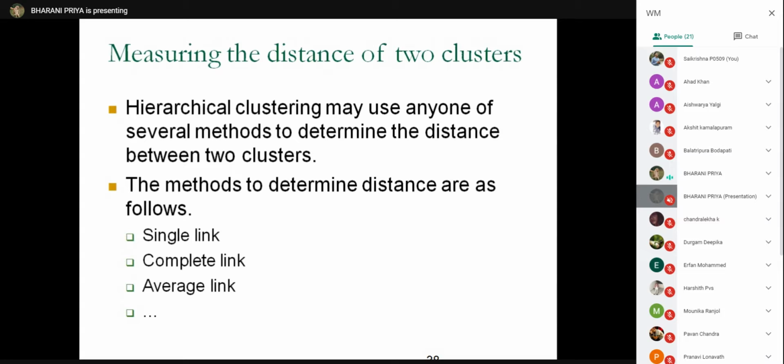So when you are making the hierarchical clustering, you are merging the clusters based on the distance. That distance in hierarchical clustering may be single link. When you use the single link distance method, it is called single link clustering, complete link clustering, and average link clustering. Earlier, have you heard about these words in data mining?